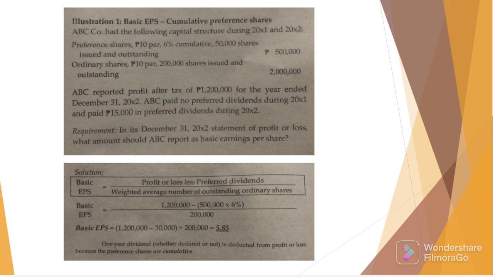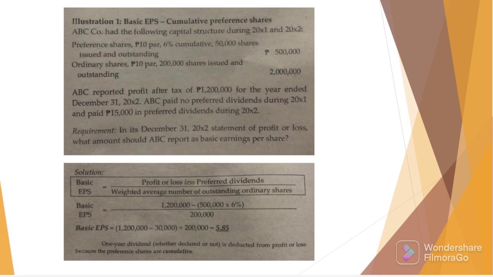After that, dinivide sa 200,000 na galing sa ordinary shares, which is ito na mismo yung weighted average number of outstanding ordinary shares. To simplify this, 1,200,000 minus 30,000 divided by 200,000, that would be equal to 5.85, which is the total basic earning per share.